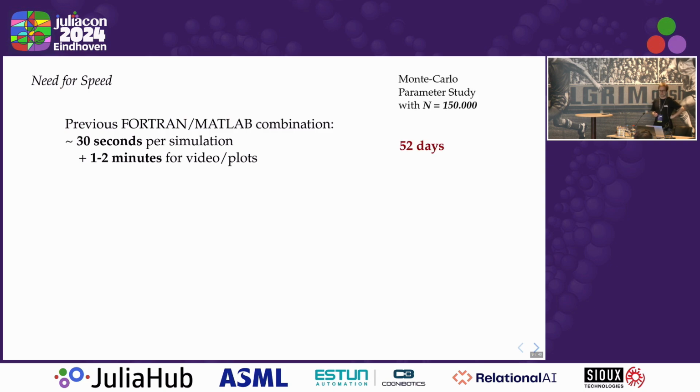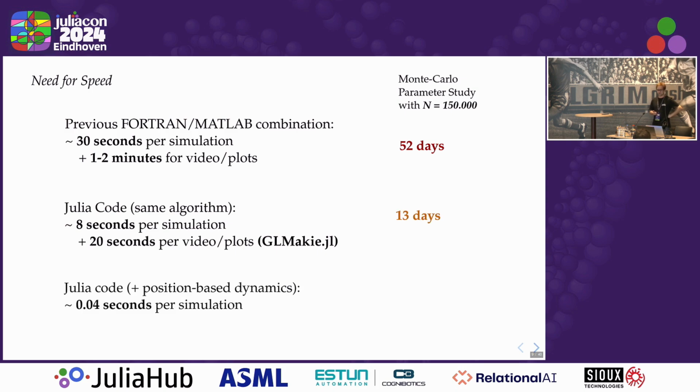So here a few numbers, basically the previous solution. In the end, we needed to run 150,000 simulations more or less to get good statistics, and then you can see how transitioning to Julia made that feasible. And that is basically my PhD in a nutshell.